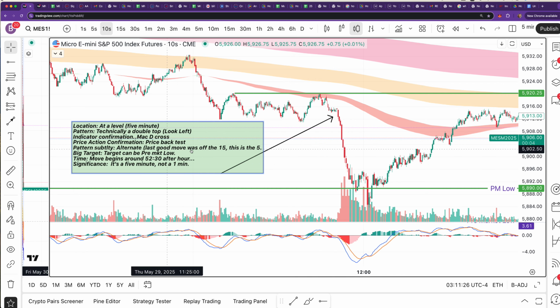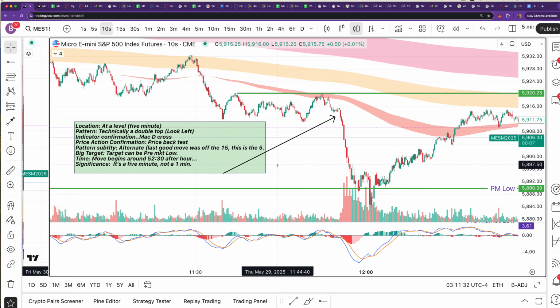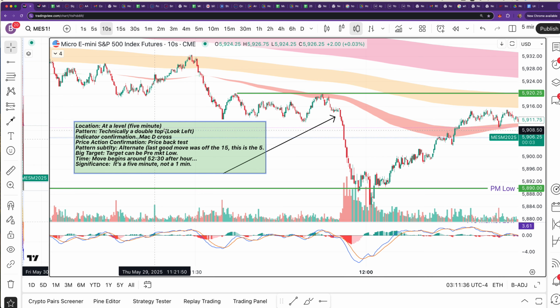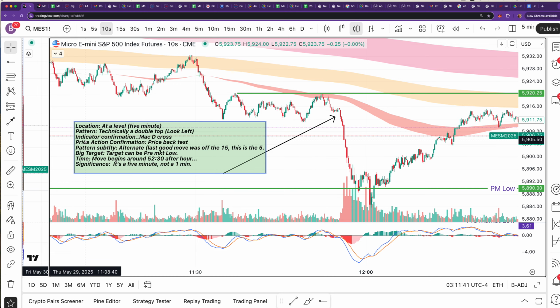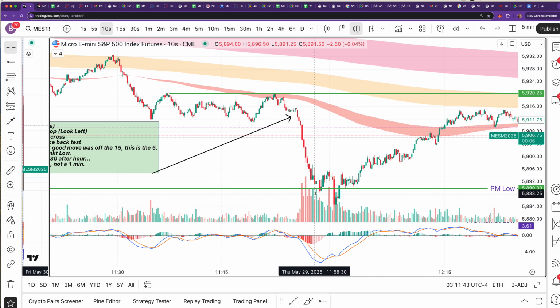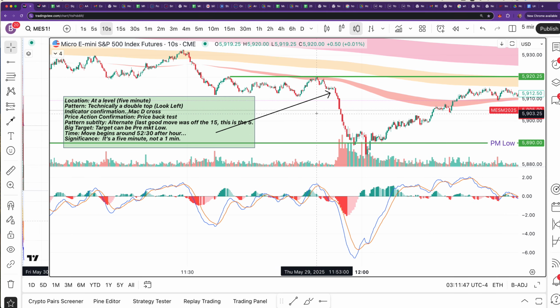So those are the different confluence levels, and I think it's worth taking note of these different levels. I'll go through them one more time. Location, it's at a 5 minute. Price is at a 5 minute level. Pattern is technically a double top. You have a top here and a top here. Indicator confirmation, you do have the MACD cross, indicating that the setup is beginning to happen. You have the MACD cross here, and then you have a price back test after the MACD cross.